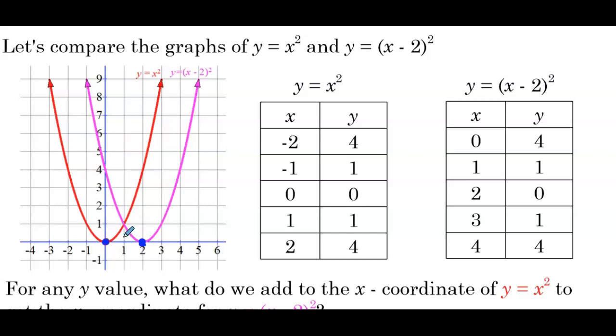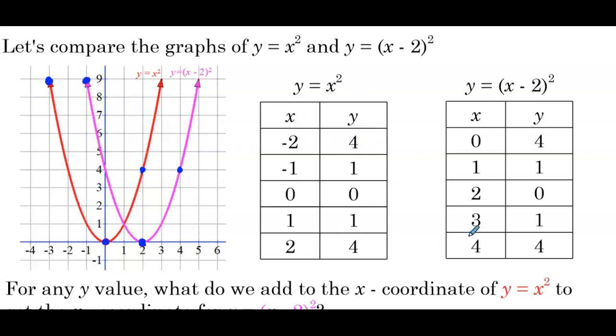Now let's take another point. Let's see if that's always true. So 2, 4. If we move that point 2 to the right, we would get the point 4, 4, which we do. Let's take the point, let's go up here, negative 3, 9. If we move that point 2 to the right, we should get negative 1, 9, which we do.